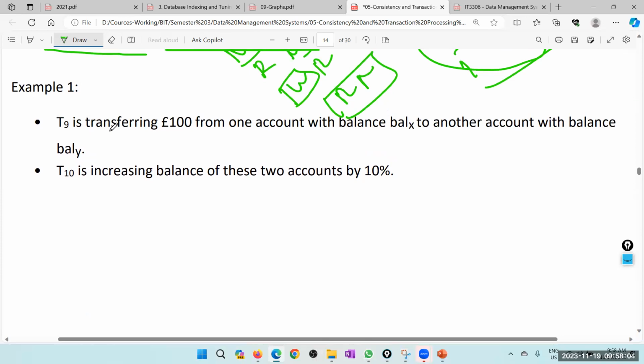T9 is transferring 100 from one account with balance X to another account with balance Y. So that is transaction 9. And transaction 10 is increasing the balance of the two accounts by 10%. So two transactions. Okay.